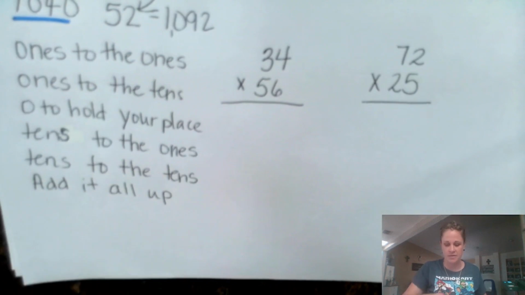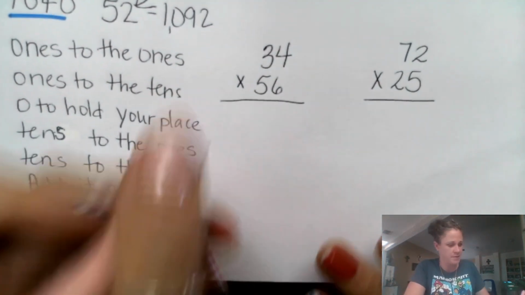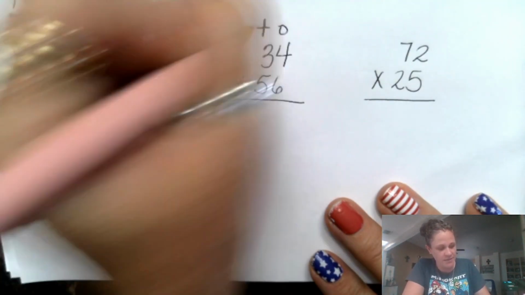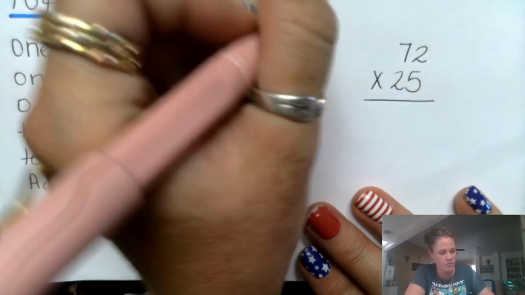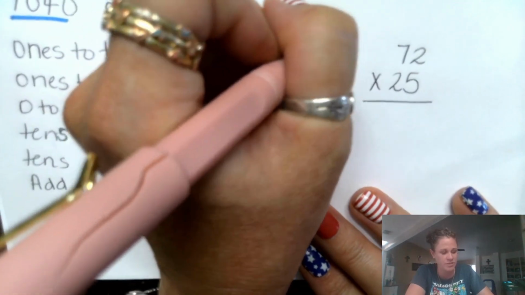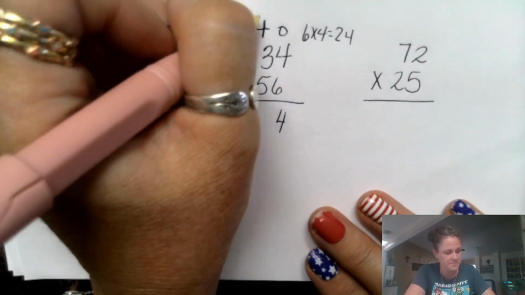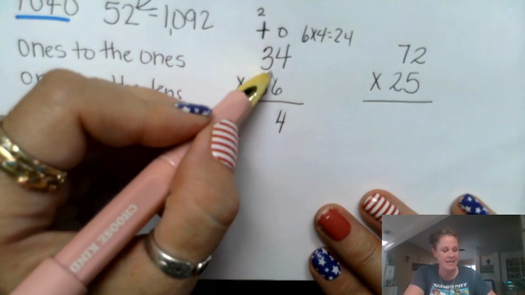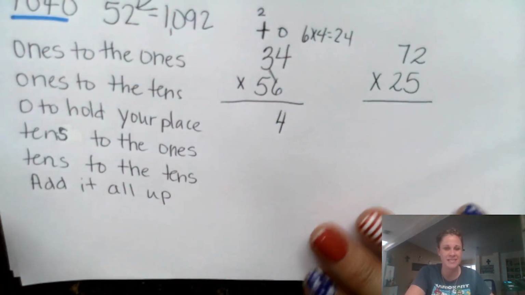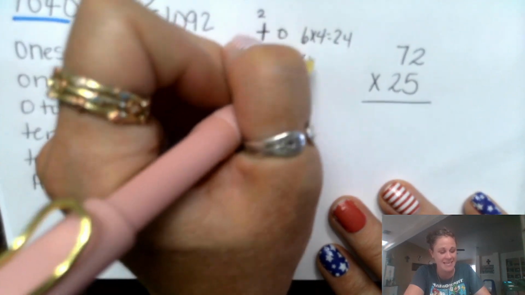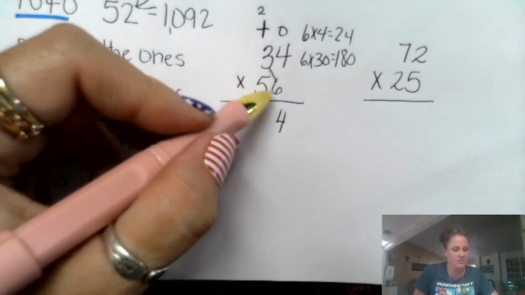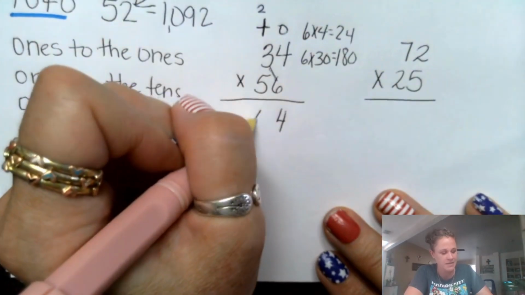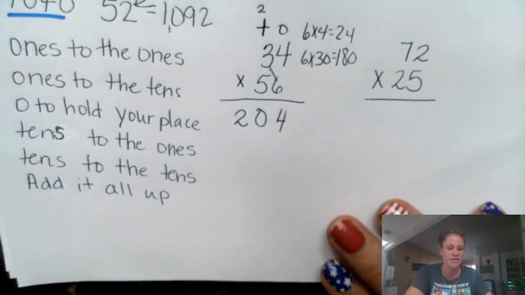Here's my steps if you need them to kind of help you jive through this. So I'm gonna put it in a house, my tens and my ones. First, I'm gonna go ones to the ones. So 6 times 4 is 24. Then I'm gonna say 6 times 3. Now remember, 6 times 3 is 18, but this is really 3 tens. So I'm really saying 6 times 30, and that gets me 180. So 6 times 3 is 18, 19, 20. Add my 2. And I get 204.